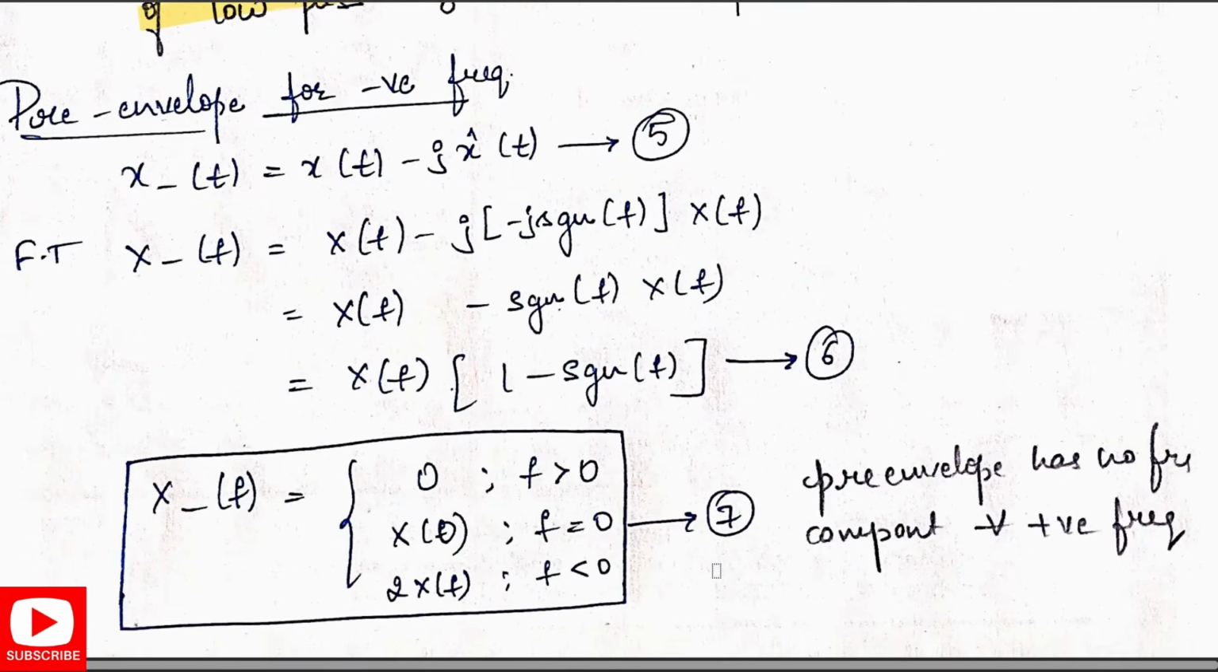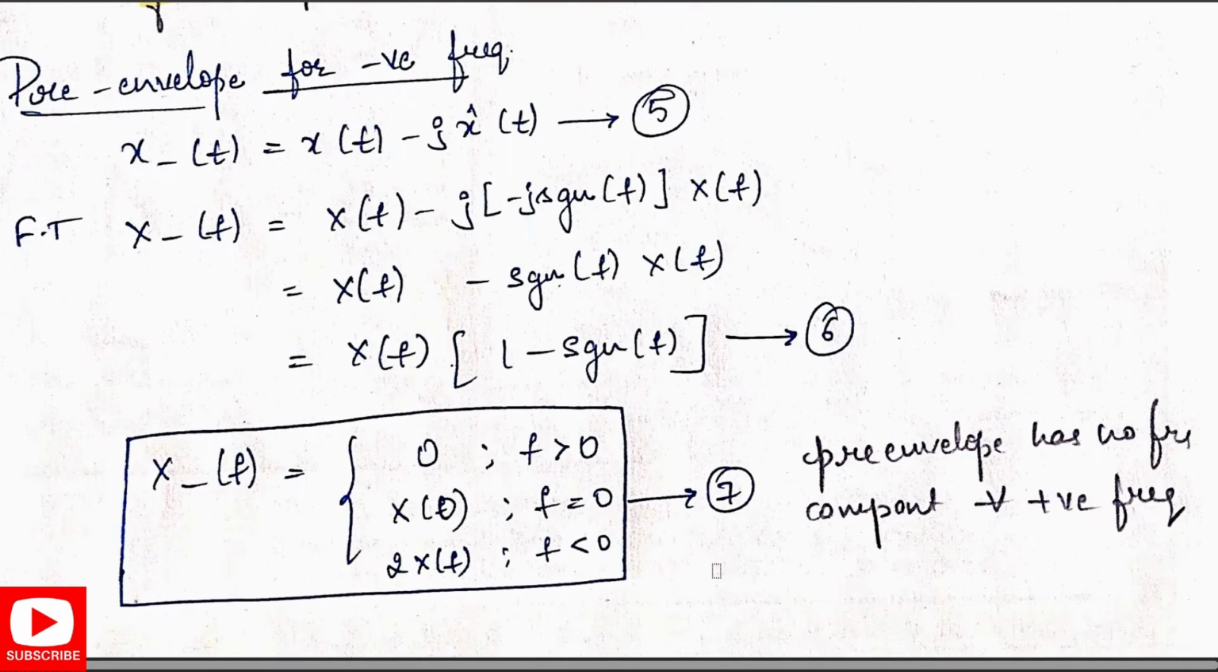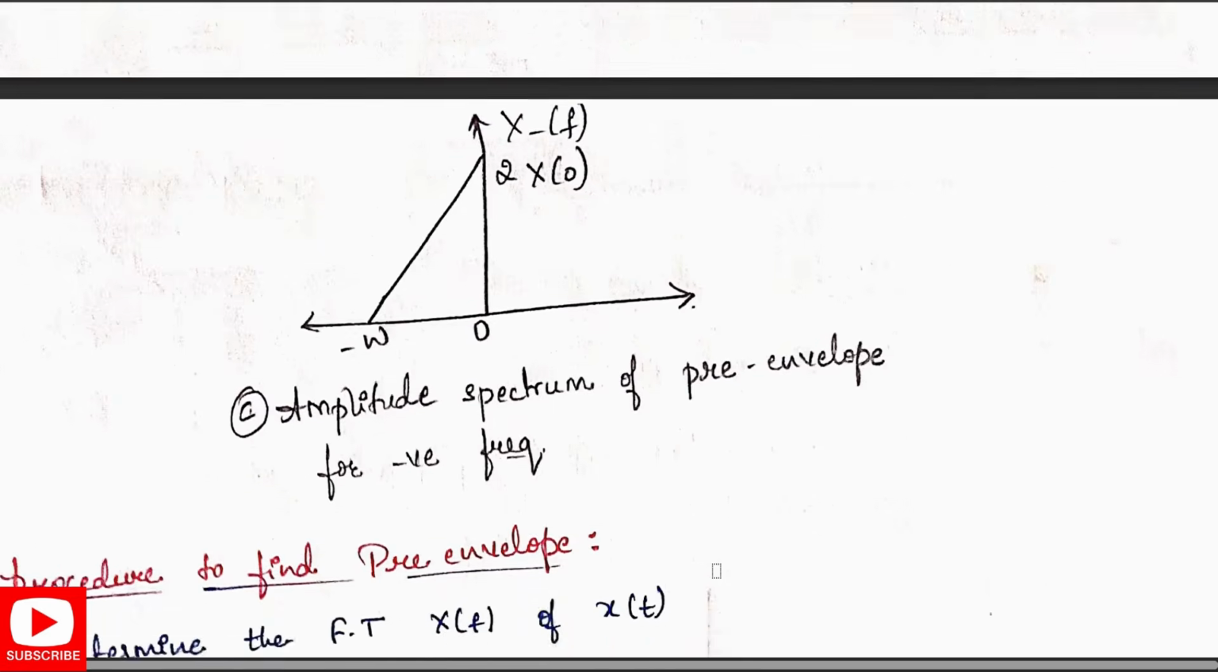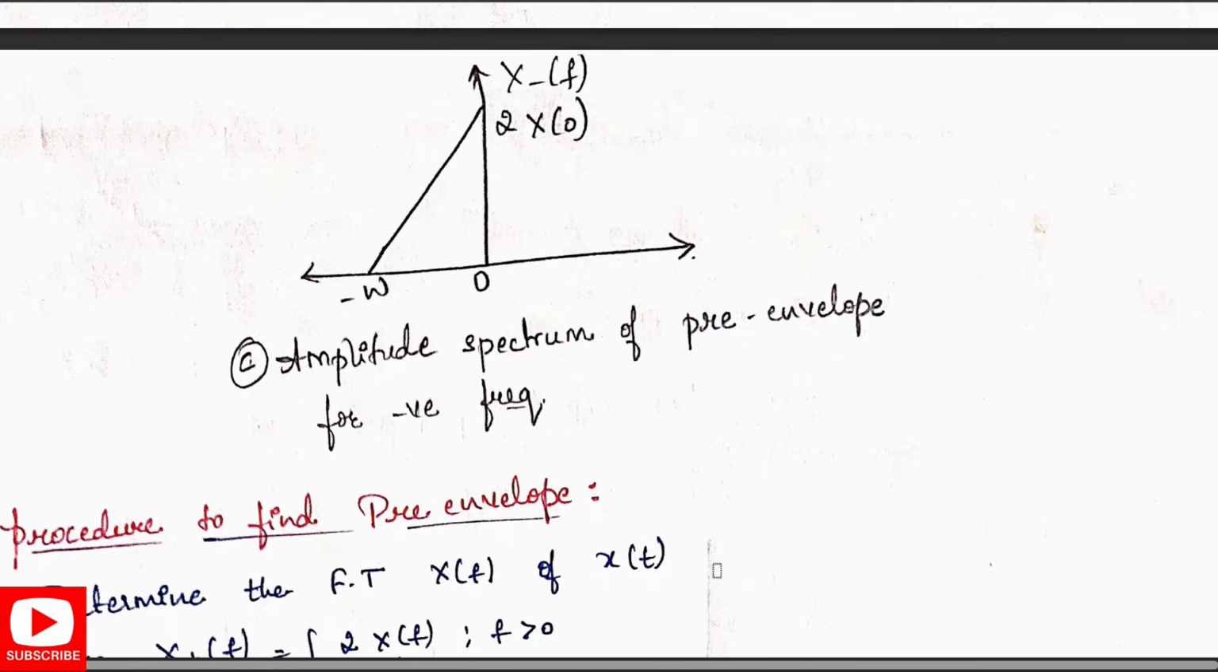Now let's go to the pre-envelope of the negative frequency. That is given by x minus of t, that is x of t minus j x cap of t. Taking the Fourier transform of this and similarly multiplying, taking x of f as common and substituting all, we get it in the reverse order. Last time we got this first, second, and third. This is in the reverse order. So here you can say the pre-envelope has no frequency component for the positive frequency. You can write this as the amplitude spectrum of the pre-envelope for the negative frequency. There is nothing for the positive part.